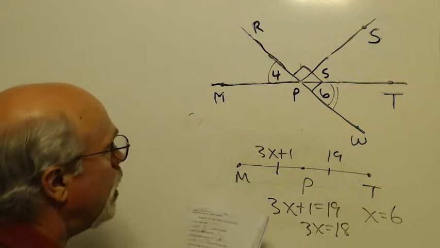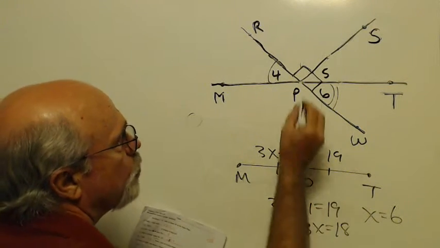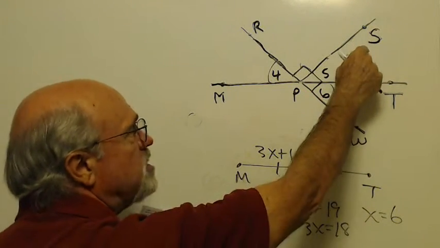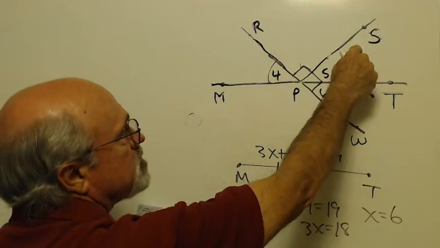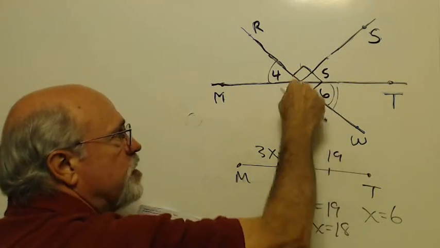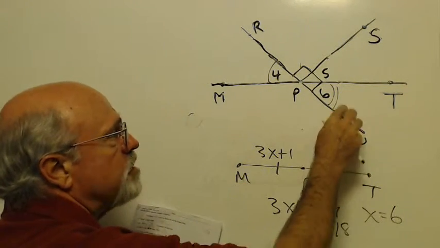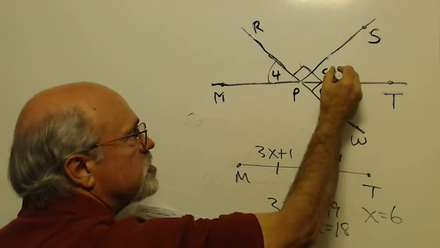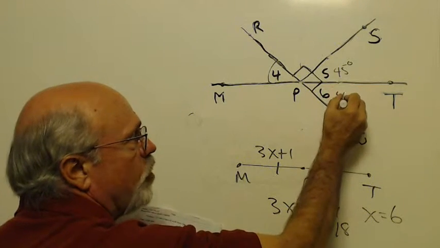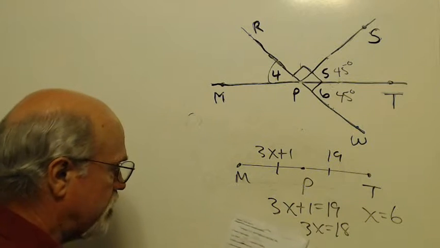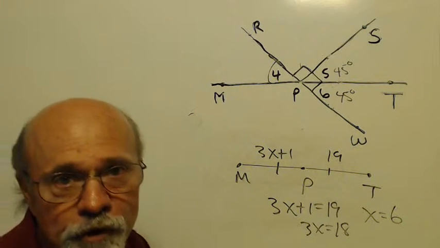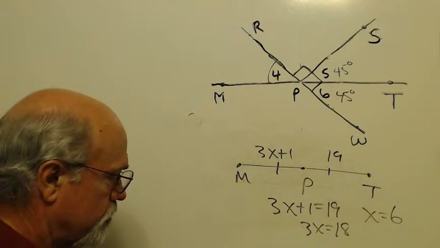On problem number 12, they tell us that ray PT bisects angle SPW. Well, SPW is that 90. Bisect means cuts into two equal parts. If it does that, those would both have to be 45. So the answer to number 12 is 45 degrees.